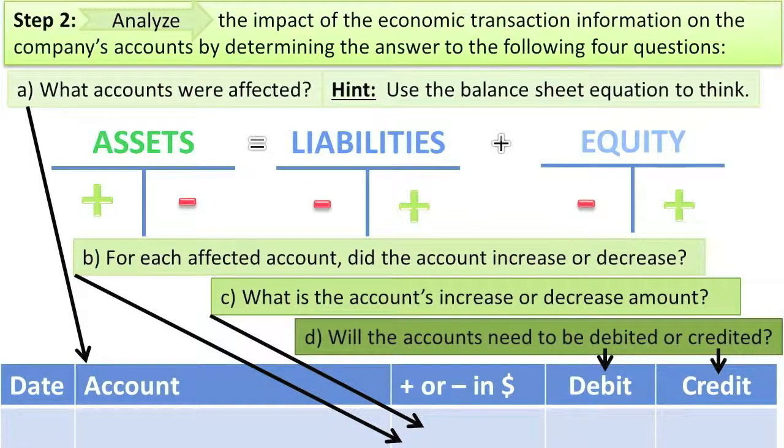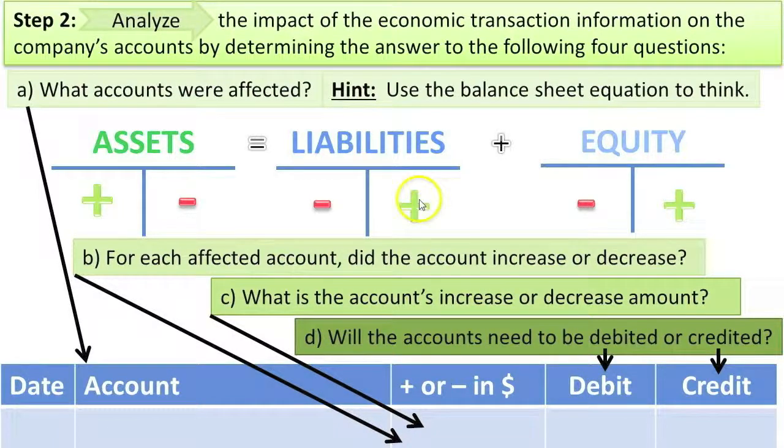Will the accounts need to be debited or credited? So the nice thing about finishing this part first is it'll then help you know whether it's a debit or credit. If cash increased plus, you just go up and say cash is an asset, it increased plus, and therefore that would have to be a debit of $500 here, meaning cash assets increased.